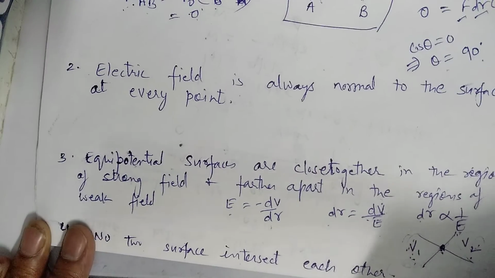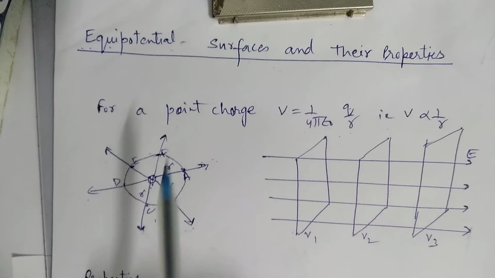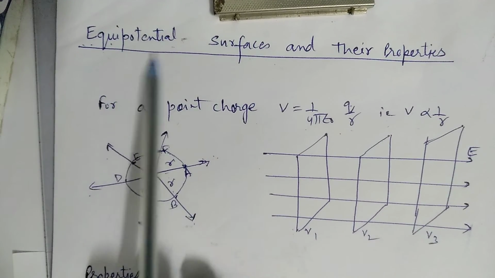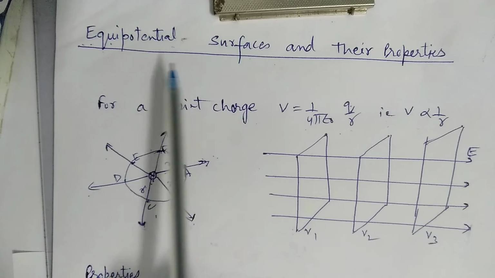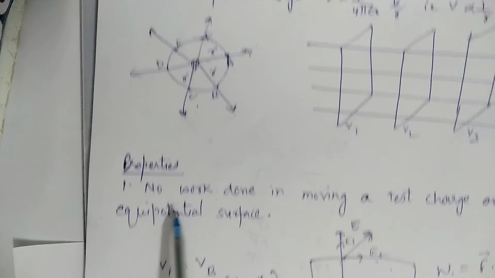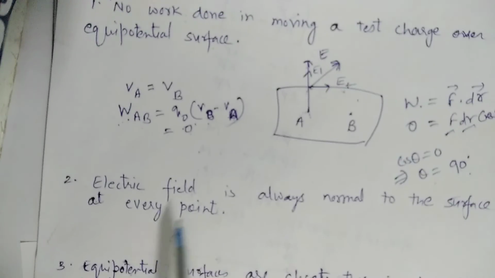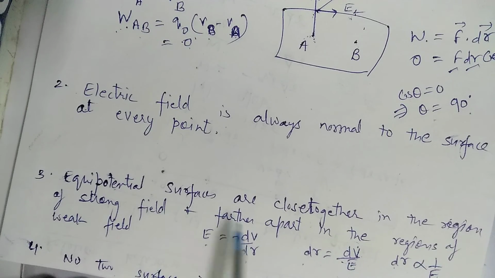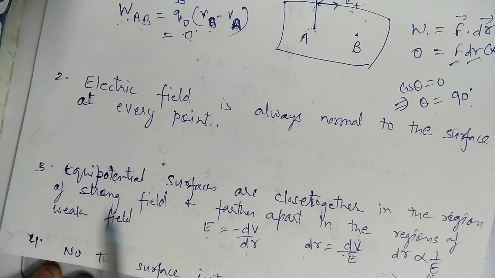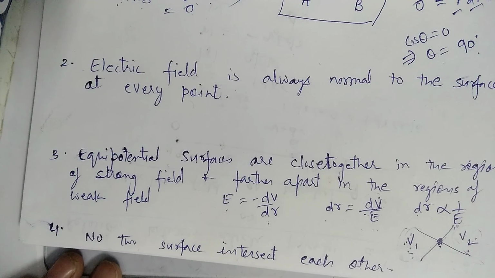So at last, let us summarize what we have studied in this video. An equipotential surface means a surface having the same potential at all the points. Work done in moving a test charge over an equipotential surface is 0. Electric field is always normal to the surface at every point. Equipotential surfaces are closer together in the region of strong field and farther apart in the region of weak field. No two surfaces can intersect each other.